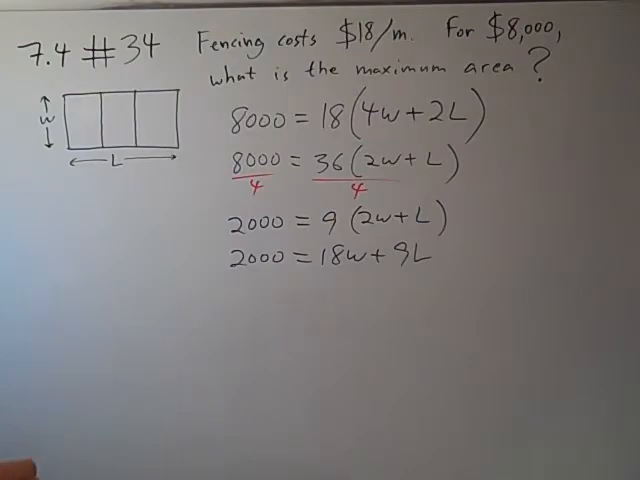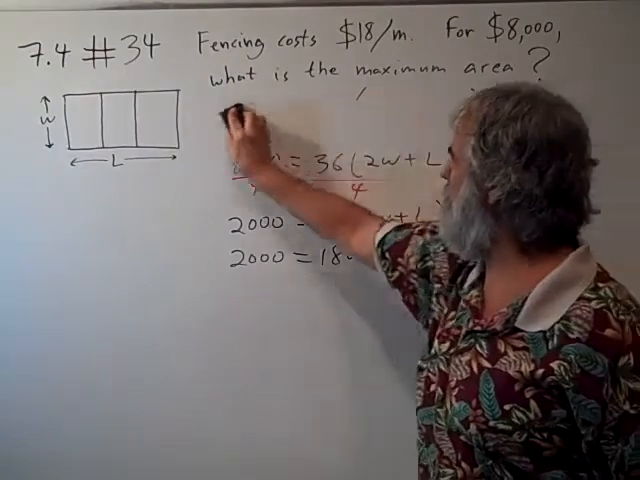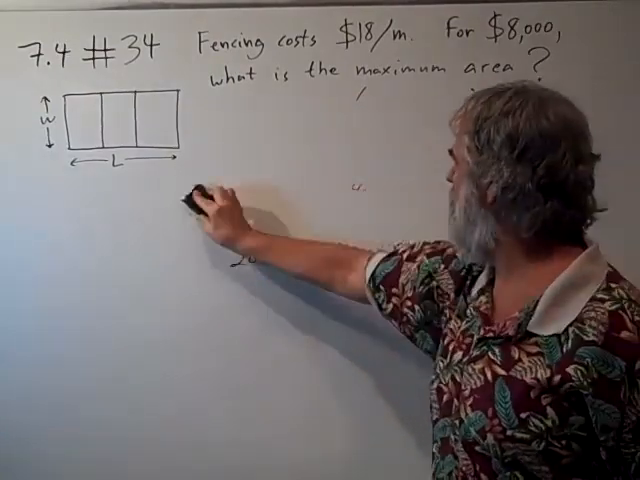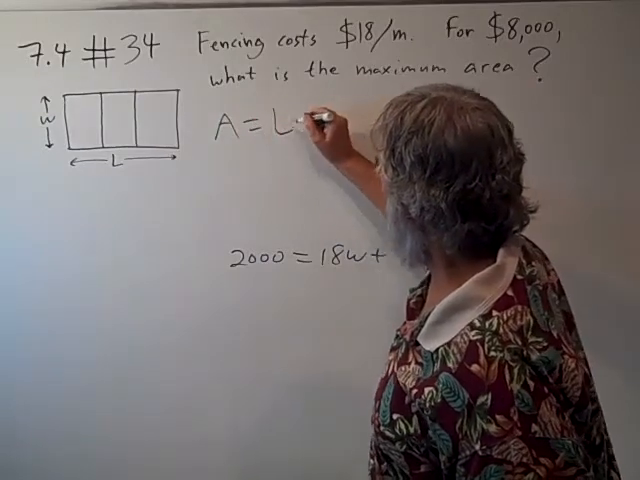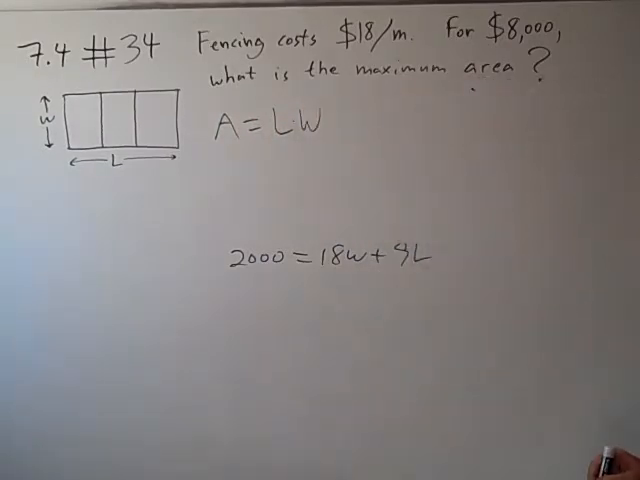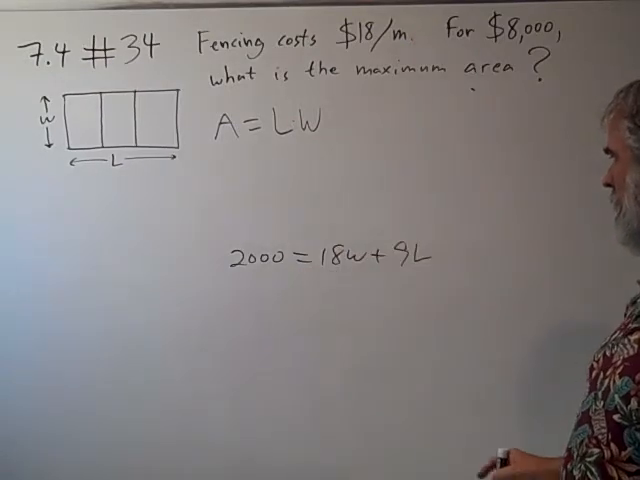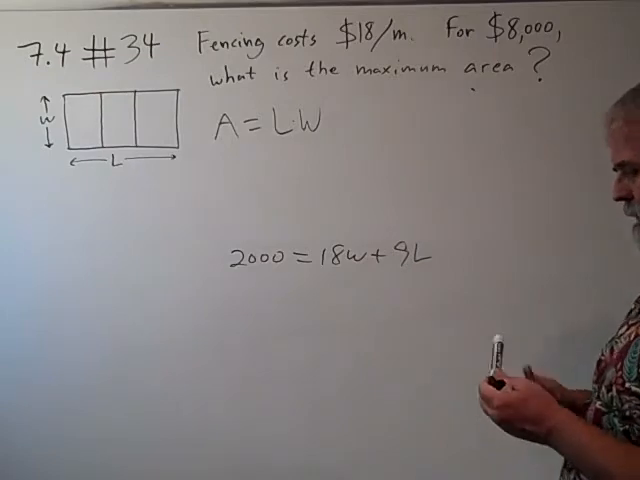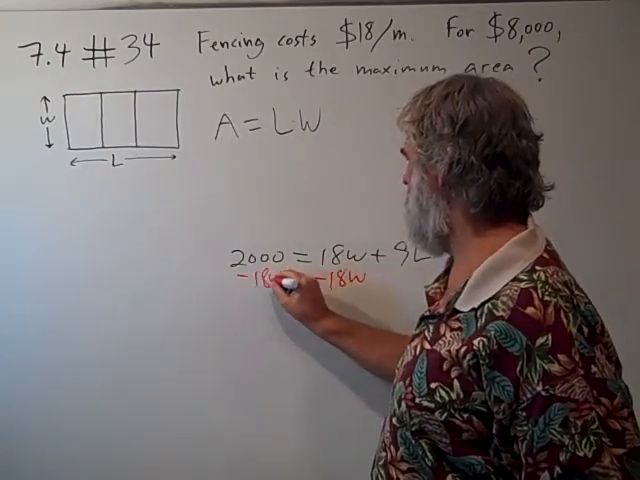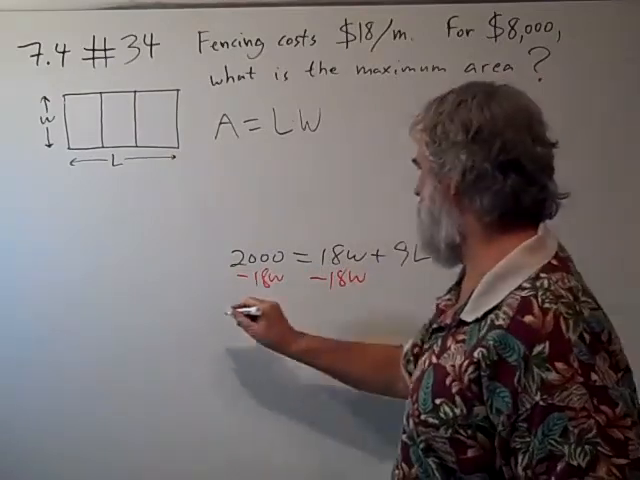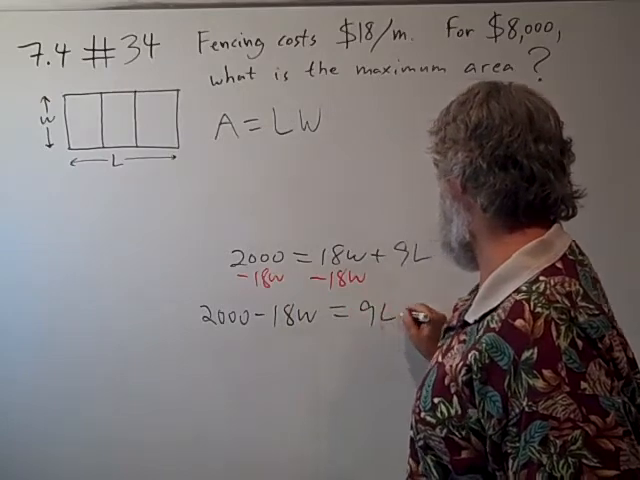At this point, we want to look at the area equation. That's what we're trying to maximize here, is the area. So the area is the length times the width, simply. So we want to substitute one of these variables in terms of the other one here. Let's solve for L. If we solve for L, we have to take away 18 W's from both sides. And so we get that 2,000 minus 18 W's is equal to 9L.